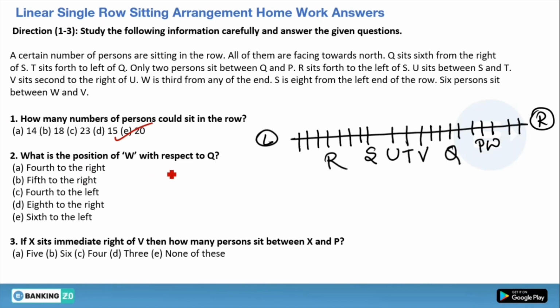What is the position of W with respect to Q? Q is here and W is on the right side of Q. So 1 2 3 4.